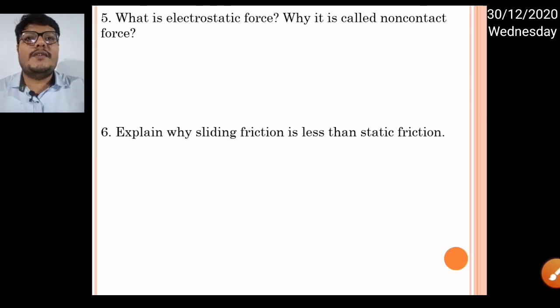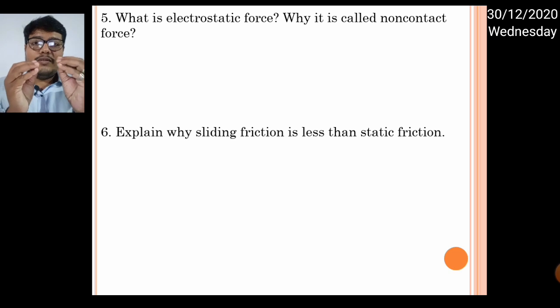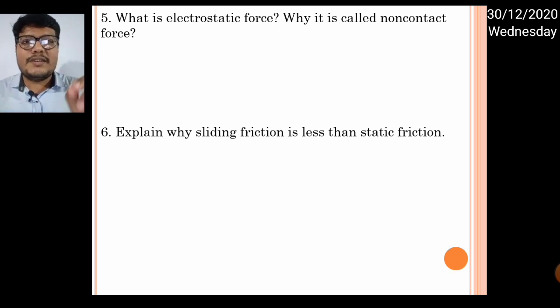Okay, let's see the next question here. What is electrostatic force, and why is it called a non-contact force? Electrostatic force means when an object is charged, and that charged object applies force on some charged or uncharged object, that is known as electrostatic force. And why it is called a non-contact force: when it is applied, it is not necessary for those objects to be in contact. Without contact, the electrostatic force can work.